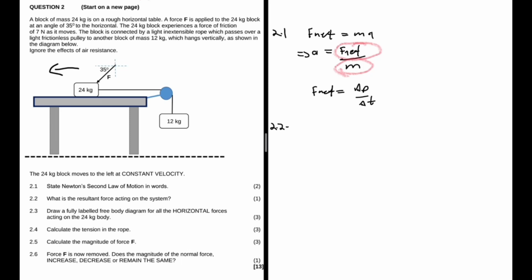Now we can move to 2.2. 2.2 says, what is the resultant force acting on the system? If you pay attention to this statement here, it says that the 24 kg block moves to the left at constant velocity.